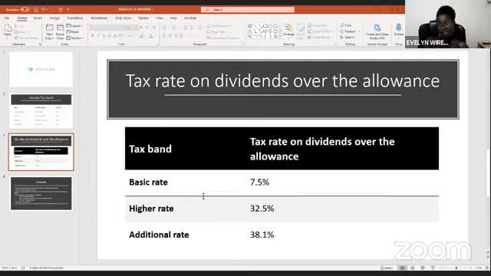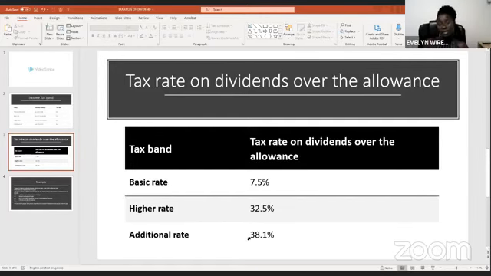If you're a higher rate taxpayer, then on any excess dividend income above the £2,000 dividend allowance, you pay a tax of 32.5%. And if you're an additional rate taxpayer, on any excess dividend above the dividend allowance, you pay a tax rate of 38.1%. As you can see on the screen, these are the rates.